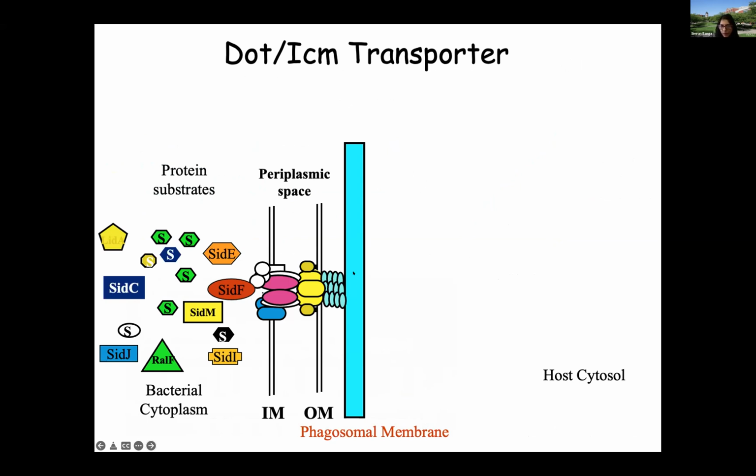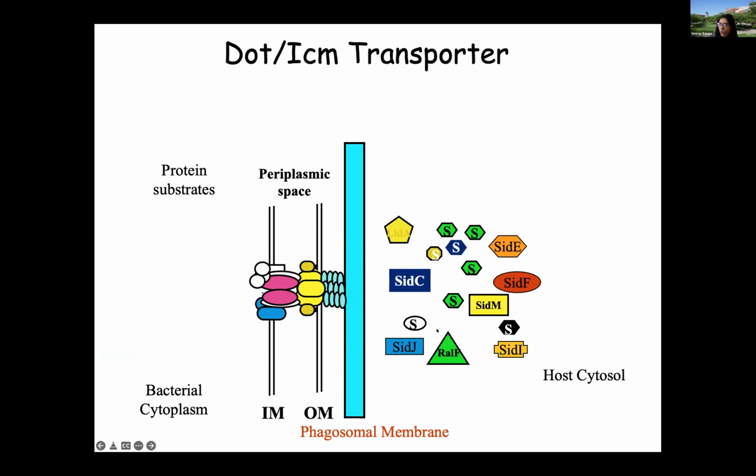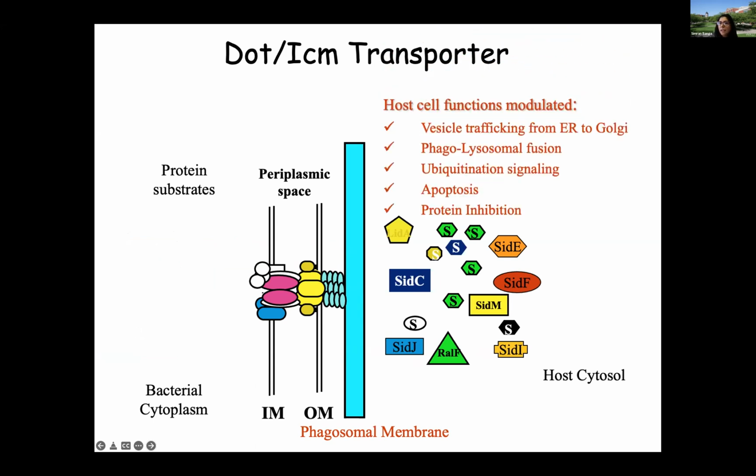So what does this DOT ICM transporter do? This is what the transporter will eventually form, a structure like this. And so these are all the proteins that have been formed within the bacteria, which only will be released once the bacteria makes contact with a macrophage or a protozoan cell. In the environment, it does the same thing with the protozoa. And so when there is a membrane to membrane contact, the DOT ICM will then release all these effectors.